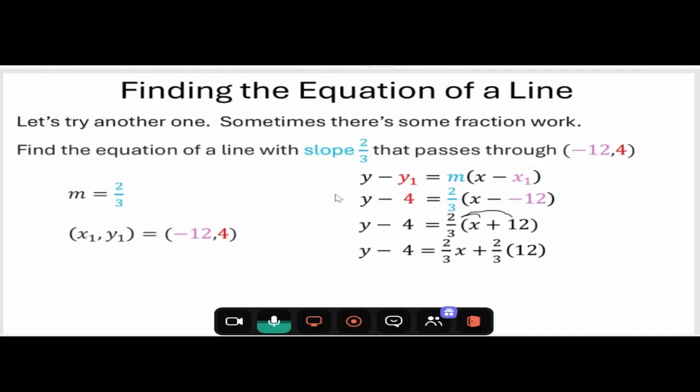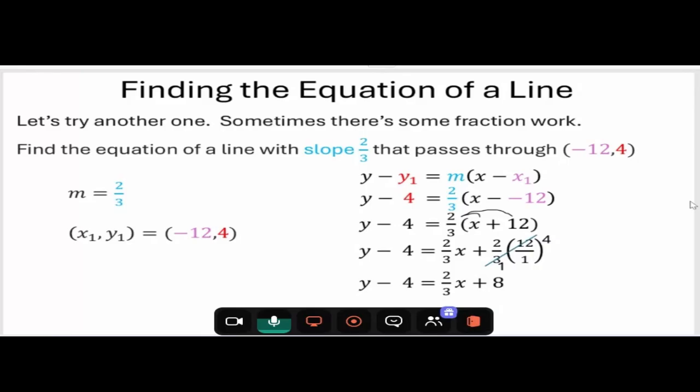So 2/3 times x is 2/3 x. That's not bad. 2/3 times 12, well, we need to make that 12 over 1 in order to do the fraction work. And we could go 2 times 12 is 24 and then divide by 3 and get 8. In this case, that wouldn't be so bad, but remember, sometimes the numbers can get a lot bigger, so let's instead keep practicing our canceling. When fractions are being multiplied, that 12 over 3 can reduce to 4 over 1. Well, that's a lot easier. 2 times 4 is 8.